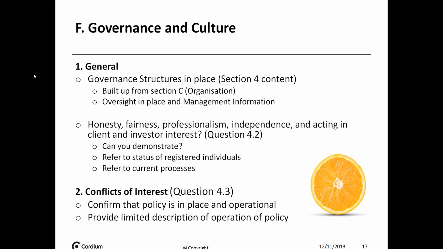So moving on to this section on governance and culture. In general, there's a section on the business plan which refers to governance structure, so this should be built on. Section C, you've got appropriate oversight in place, management information, some general information about how you're doing things and how you satisfy the governance requirements. You might also refer to your risk management policies. There's a second question, question 4.2, which talks about honesty, fairness, professional independence, acting in the client and investor interest. Can you demonstrate these within the business plan?